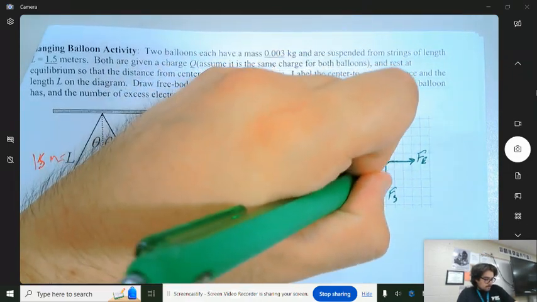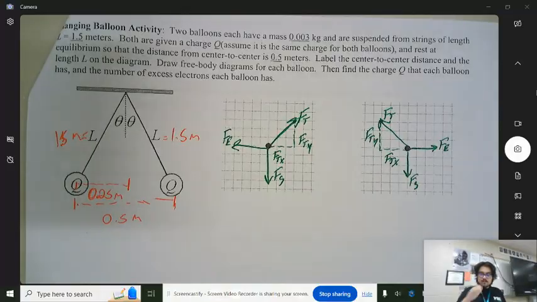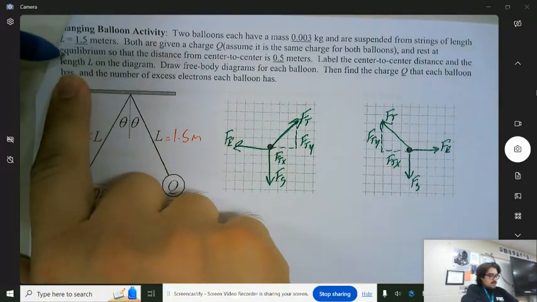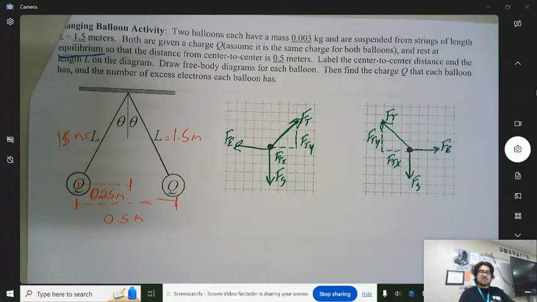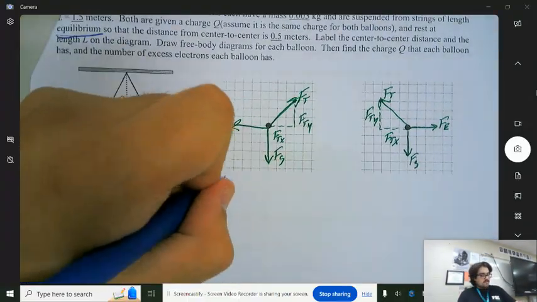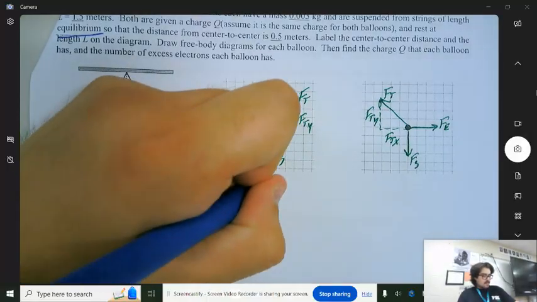You should know that if they're at equilibrium, which it says right here, at equilibrium, they're at rest at equilibrium. That means all the forces balance, which means that the left forces must equal the right.